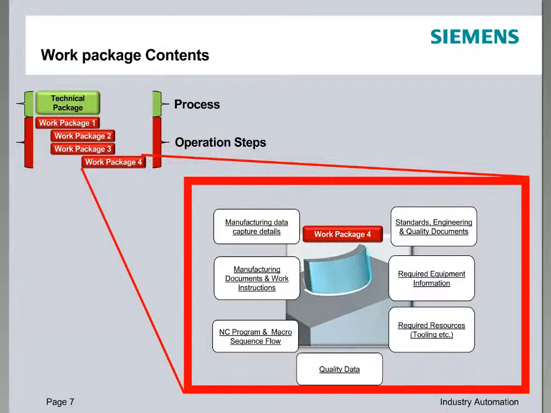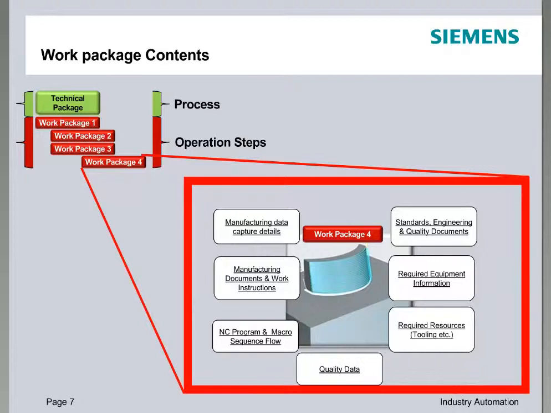So a work package to us, typically we think of a work package as being a step in a process. So we think of a routine or a process as being a technical package, and every product that you make would normally have a technical package, i.e. a routine and a series of steps, and some of those steps would be CNC steps. So we think of the process as being the technical package, and then the individual steps within the process as being the work packages. And it's these individual work packages that we would load into NX and author within NX.